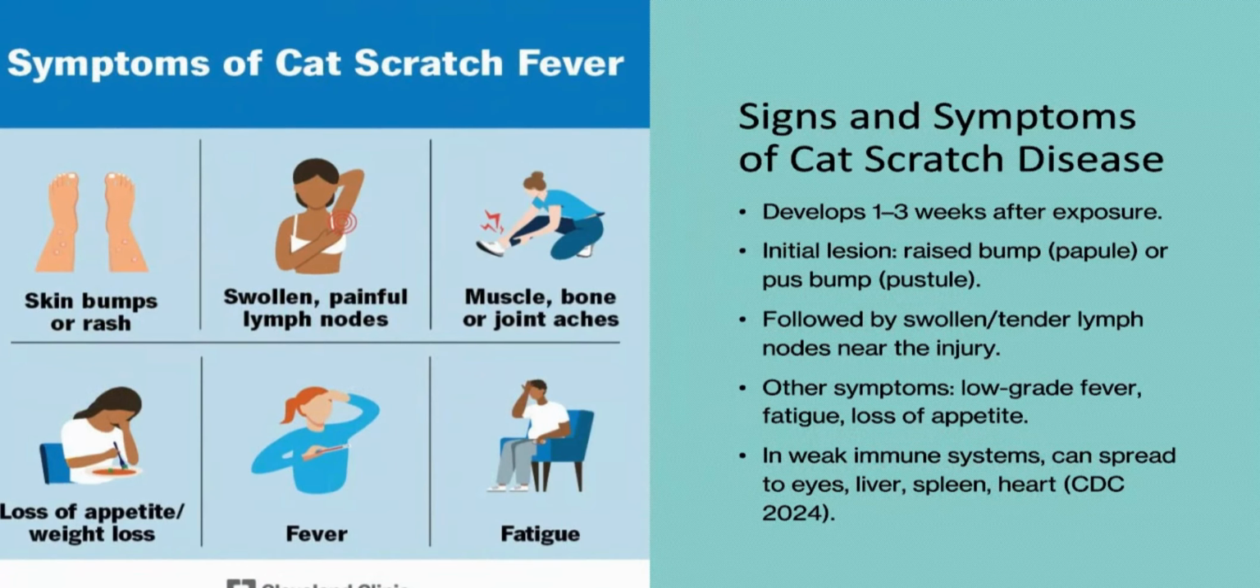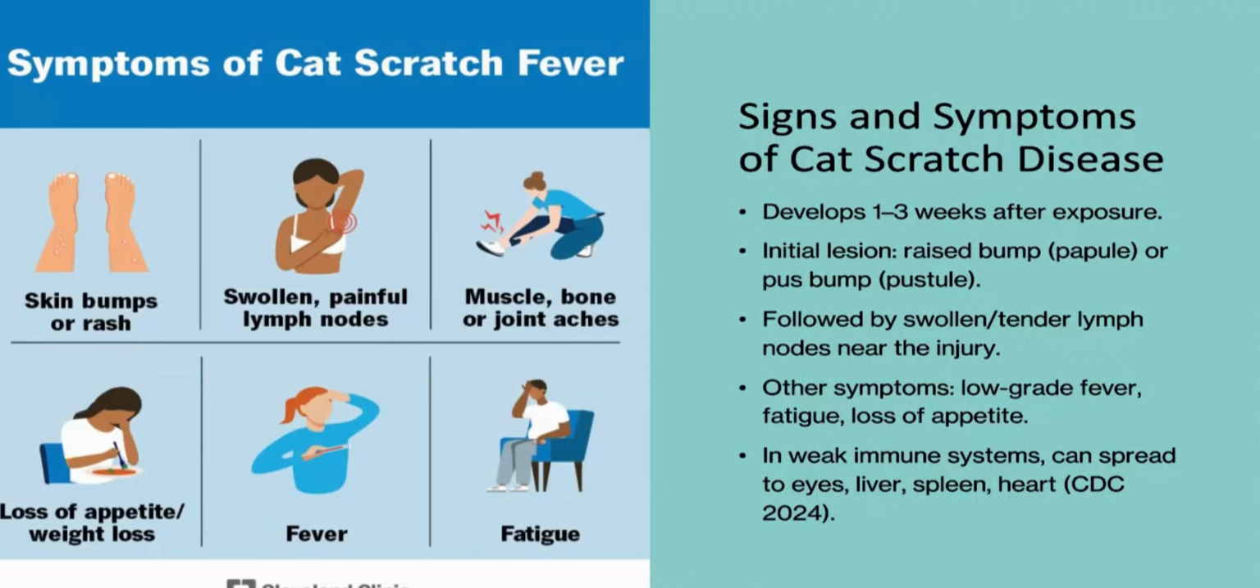This slide is talking about the signs and symptoms of cat scratch disease. The symptoms of cat scratch disease typically develop 1 to 3 weeks after exposure to an infected cat. The first sign is usually a small red, purple, or raised bump at the site of the scratch or bite, followed by swollen and tender lymph nodes, most commonly near the area of the injury.